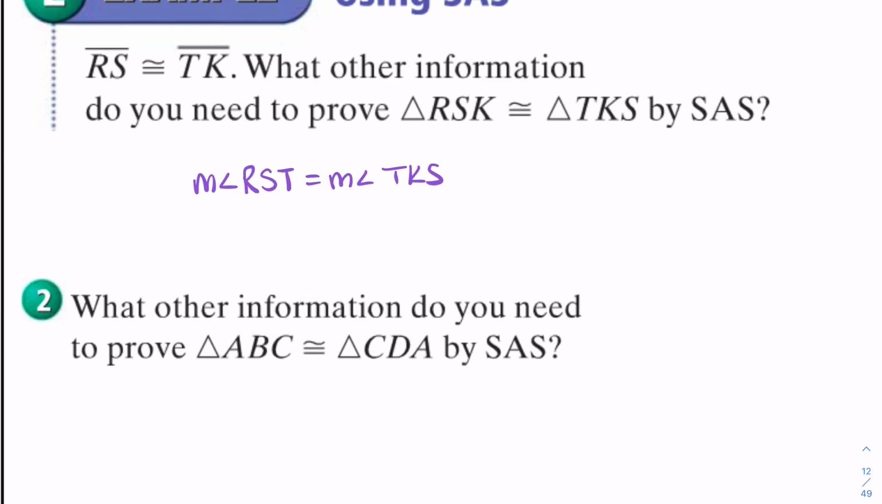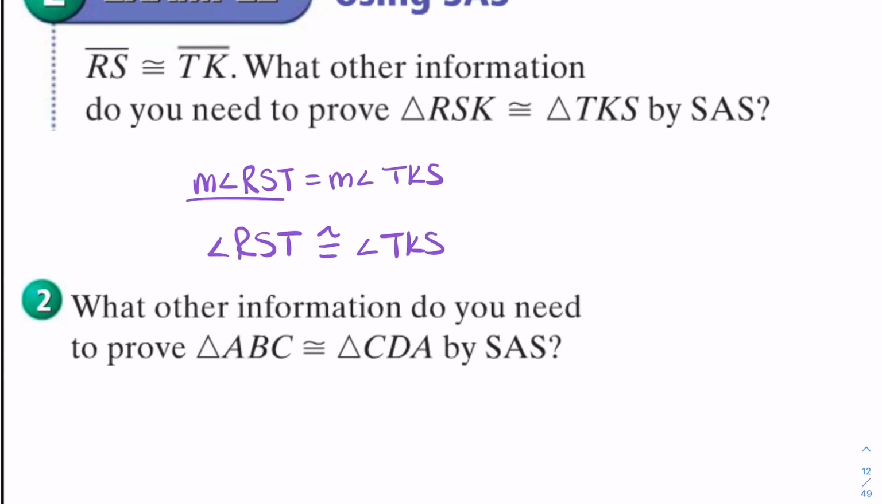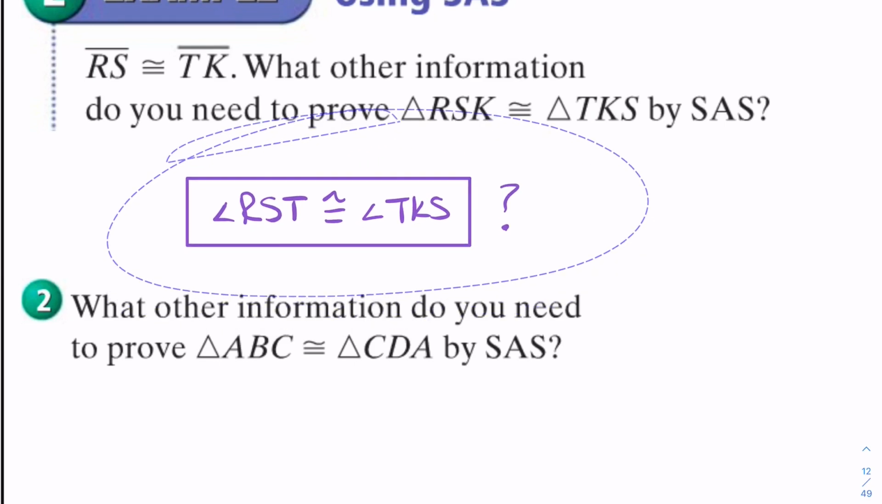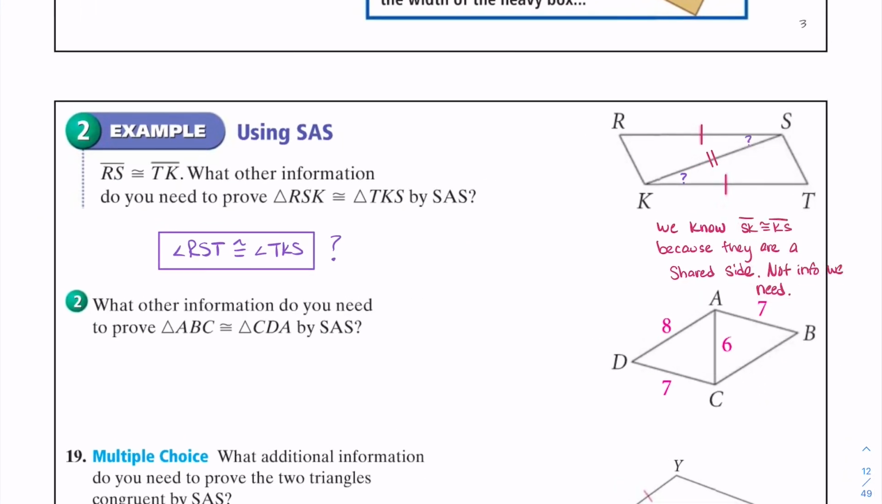I don't know if it's true. Oh, wait. So what I need to say is RST congruent, I should be using congruent, to angle TKS. That is what I truly need to know. Are those congruent? And what I'd like to do is put a little question mark, because that's the question that's being asked. Do I know if they are congruent or not? Or what other piece of information do I need? I need that piece. I cannot say that they're congruent without that piece.